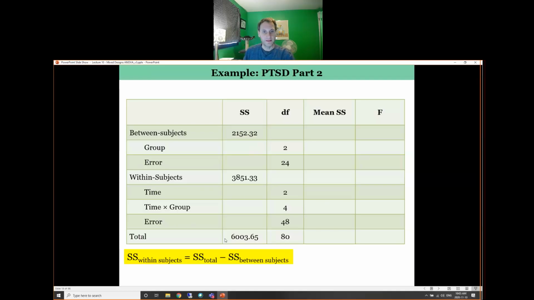Now, our within subjects sums of squares is what's left over. Remember, we have total sums of squares. We've said, well, this is how much sums of squares is between subjects, so whatever is left over must be within subjects. So to find the within subjects, we can just subtract the between subjects from the total.